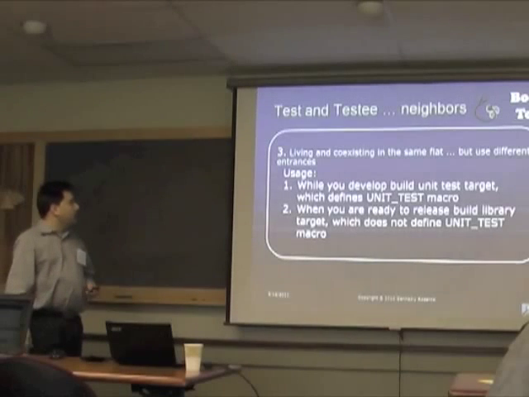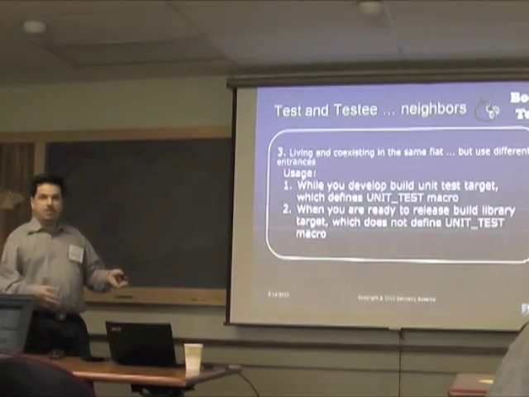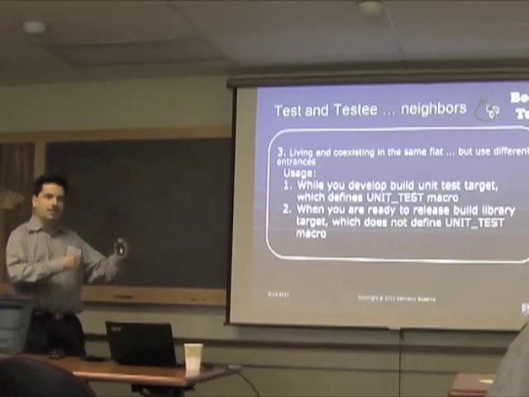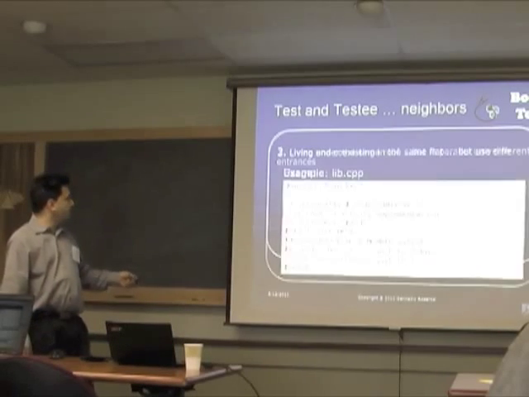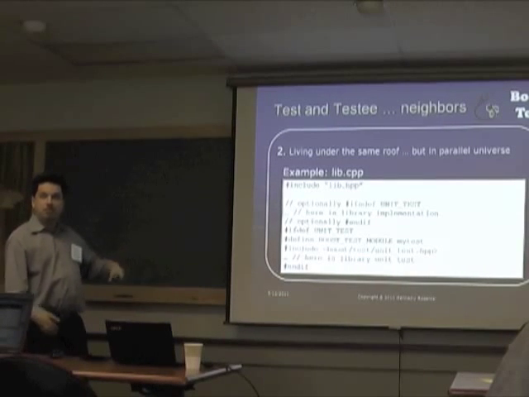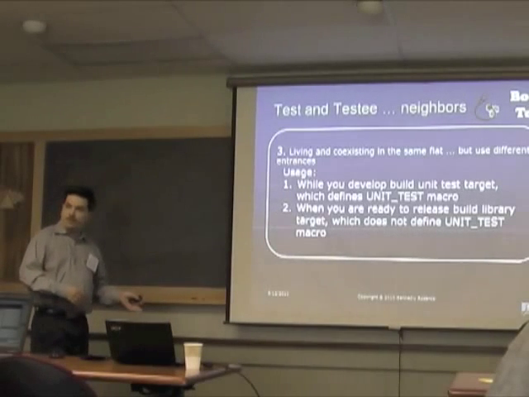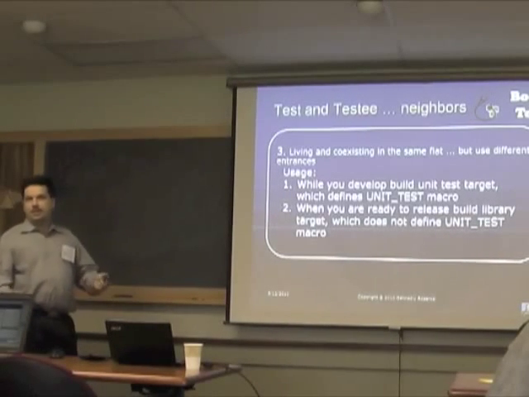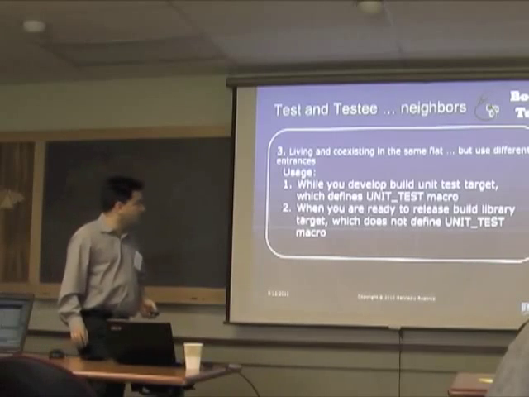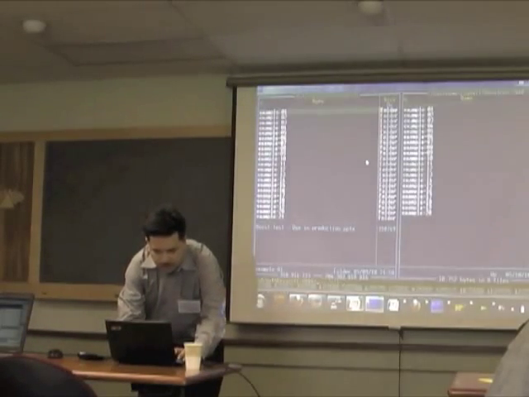When you do initial development, you develop your code and you can define, see this unit test macro here. If you define it, your library can be built as a unit test immediately. And when you're ready to release your library, you just don't define the unit test macro and you can build it as a library. Here I can show you an example.